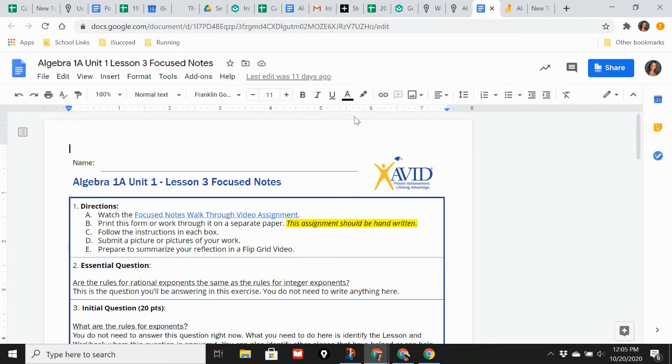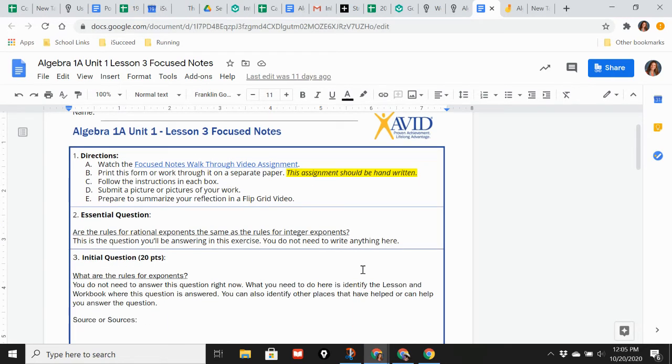Of course you're going to put your name on it. You're going to watch the video assignment, follow the instructions in each box, and then when you go to submit it, there's more than one way to do this. I would like you to be completing these by hand. I would accept it if you did it digitally. That would be fine, but I think it'll be more effective for you to be taking these notes by hand.